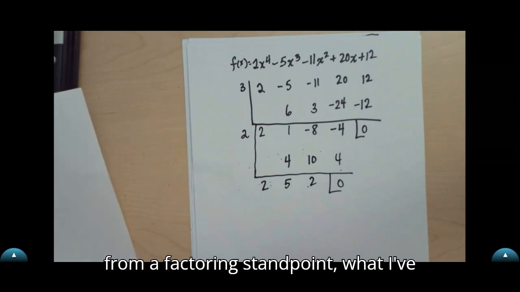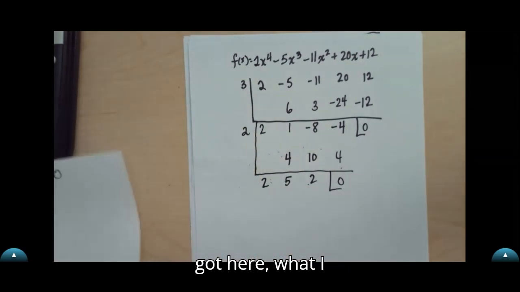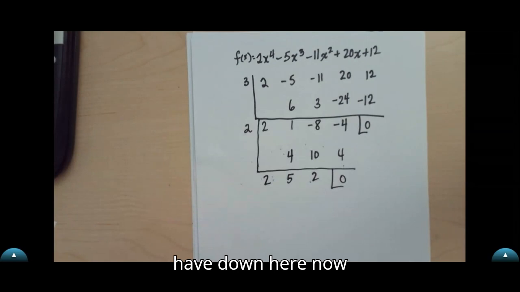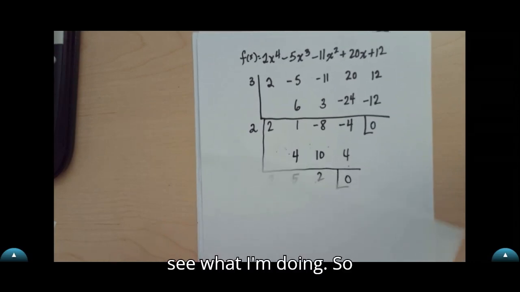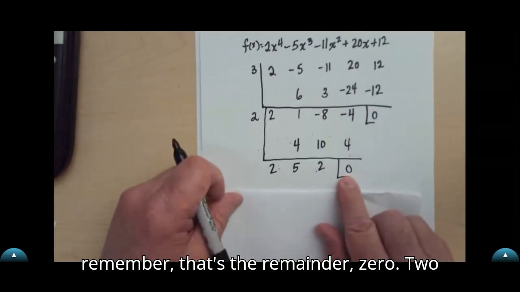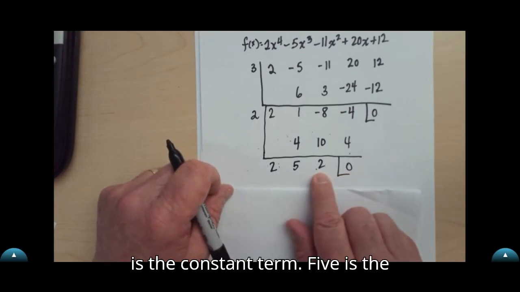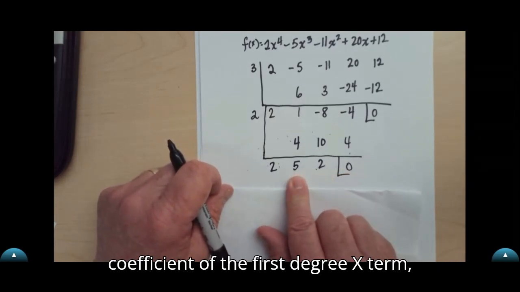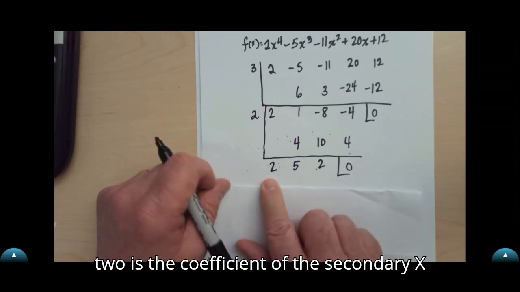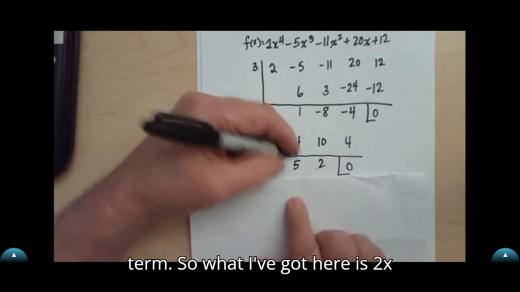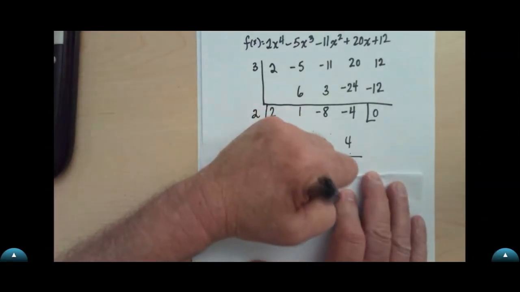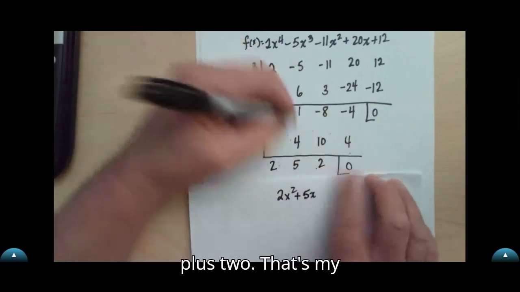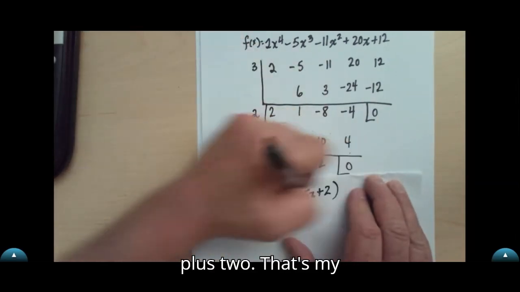And from a factoring standpoint, let's see what I have down here now. See what I'm doing. So remember, that's the remainder, 0. 2 is the constant term. 5 is the coefficient of the first degree x term. 2 is the coefficient of the second degree x term. So what I've got here is 2x squared plus 5x plus 2. That's my quotient.